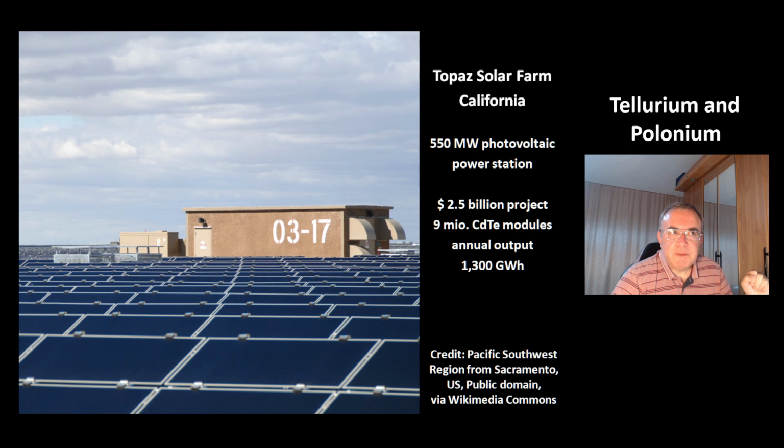This is an example of the technology. That's the Topaz solar farm in California. It's a 550 megawatt photovoltaic power station. It is a $2.5 billion US project. There are 9 million cadmium telluride modules, and this power station has an annual output of 1,300 gigawatt hours.